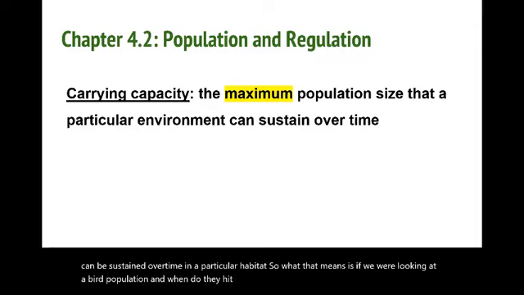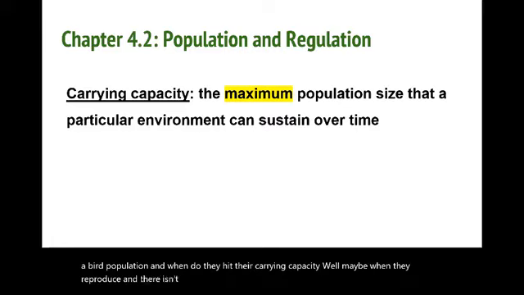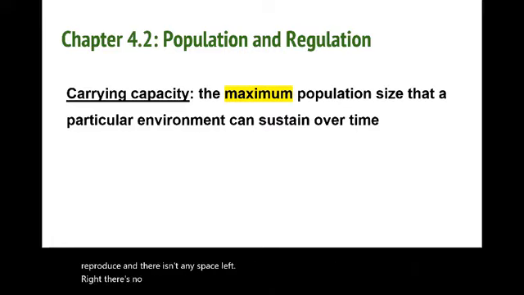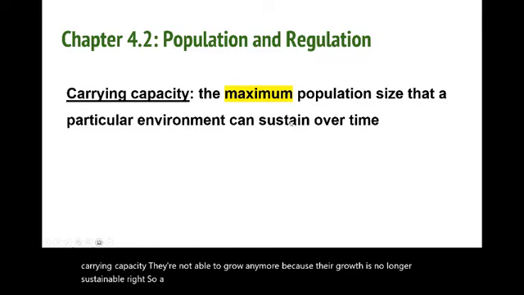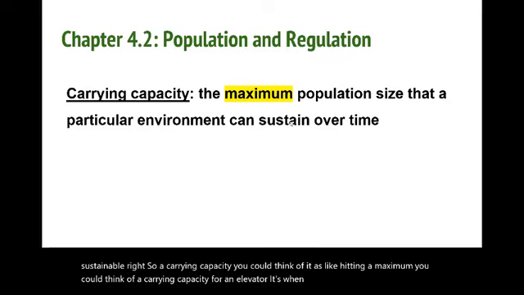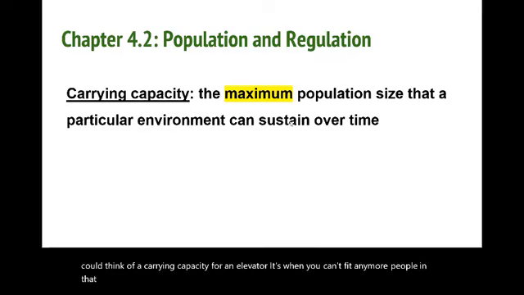So what that means is if we were looking at a bird population, when do they hit their carrying capacity? Well, maybe when they reproduce and there isn't any space left, right? There are no more trees, no more branches for them. Then they have hit their carrying capacity. They're not able to grow anymore because their growth is no longer sustainable. You could think of a carrying capacity as hitting a maximum, like the carrying capacity of an elevator. It's when you can't fit any more people in that elevator. It's not really like a population size, but you could imagine it as a maximum. You can't go past this amount.